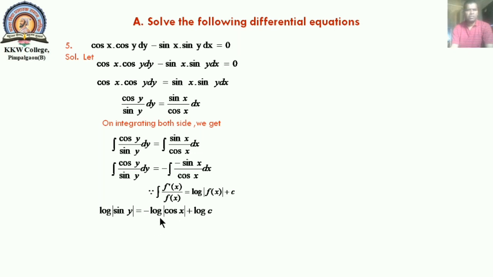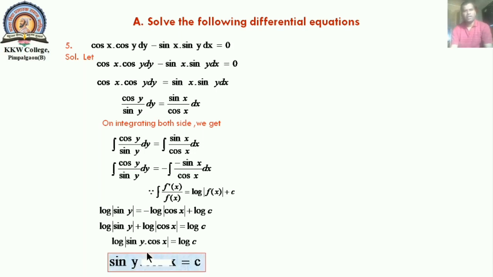Now minus log of cos x transferred to LHS, you will get log of sin y plus log of cos x. Log a plus log b is log a into b. You will get log of sin y into cos x is equal to log c. By taking anti-log on both sides, you get sin y into cos x is equal to c, the general solution.